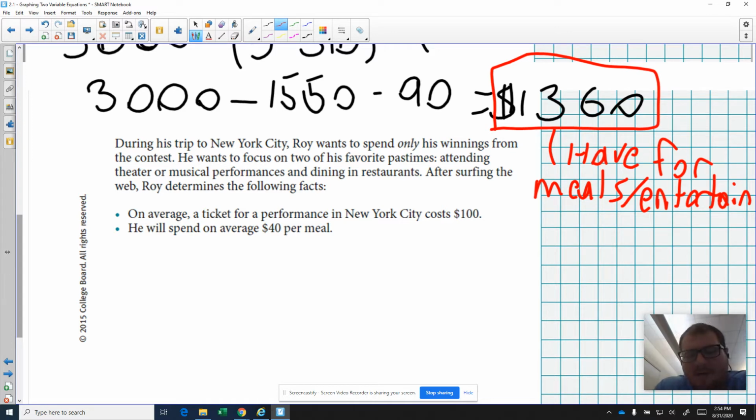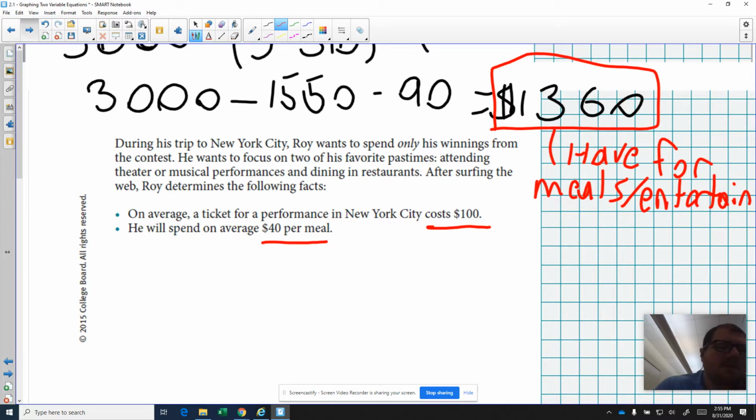First and foremost, on average, a ticket for a performance in New York City costs $100. So any performance, he basically averages it out to be about $100. The second piece of information is he spends about $40 per meal. Okay? Two important pieces of information that we need to have for the rest of this problem. We have $1,360 left over, and he wants to spend $100 per entertainment or performance he goes and sees, and he wants to spend $40 per meal he goes and eats.